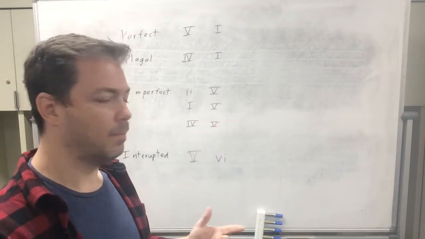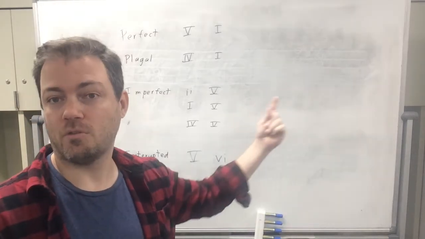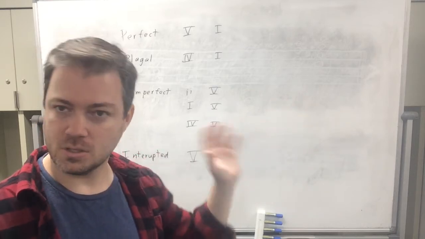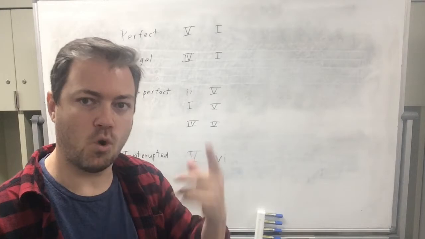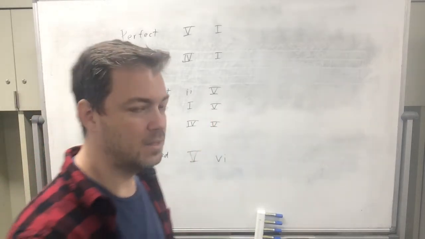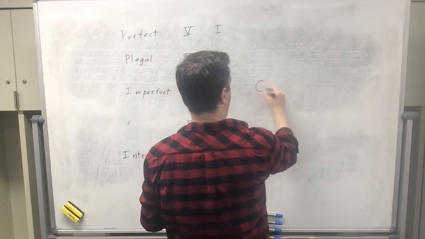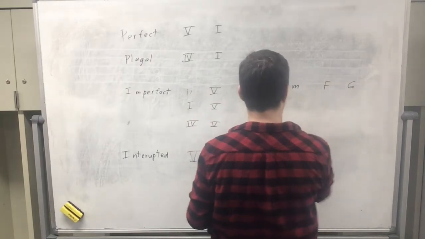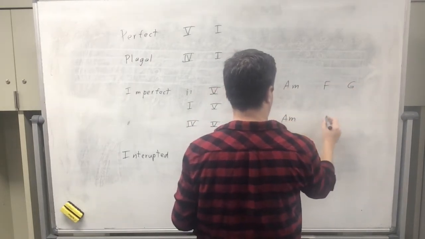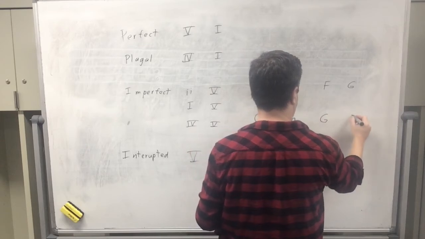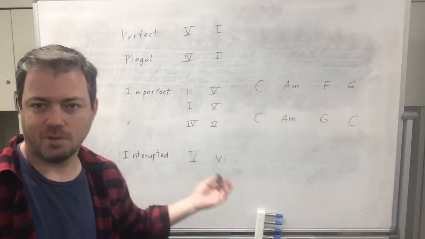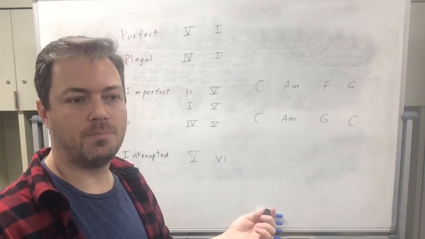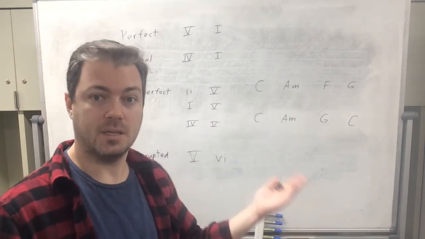So what I might do now is write a quick little chord progression, and we might see if we can identify some cadences within it, because this will be more relevant to what you do. As I said, the music you get won't have Roman numerals. You'll have to work it out. So here's a quick chord progression. I've chosen C. If you can see that easily, there's a couple of cadences in there.